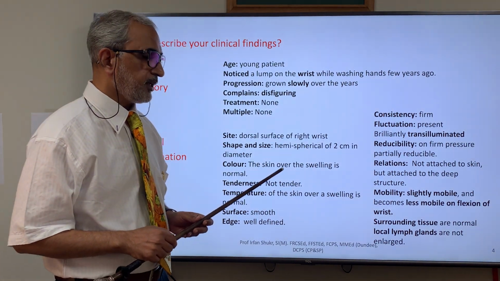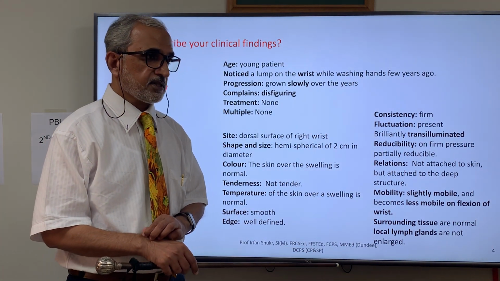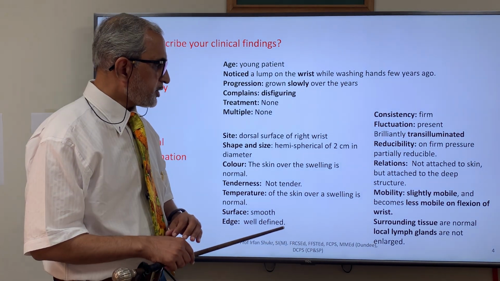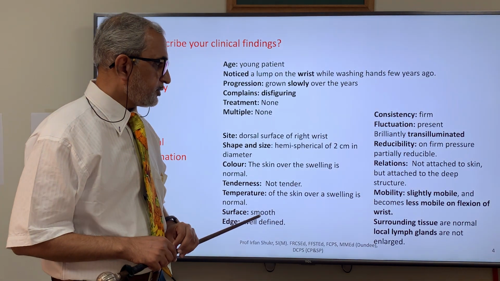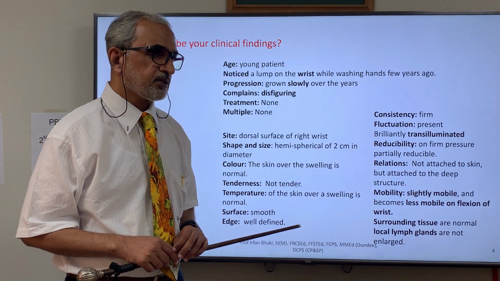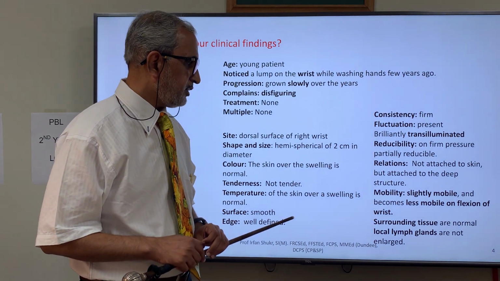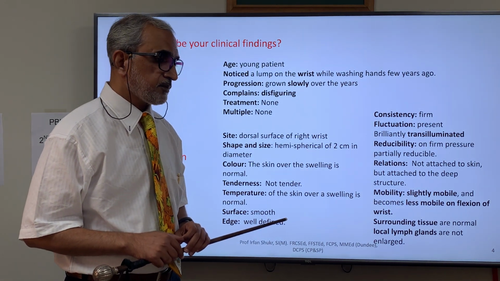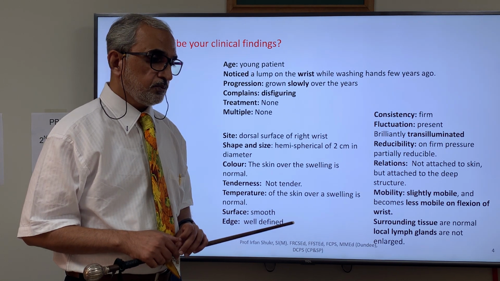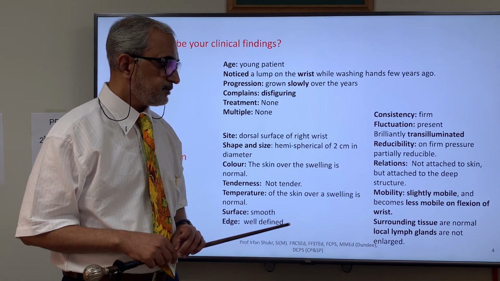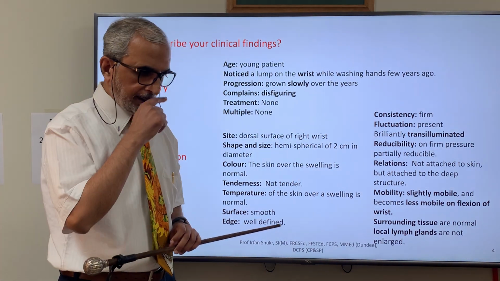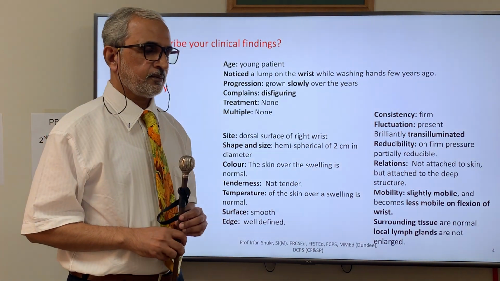It's not attached to the overlying skin because I can pinch the skin over it, but although it is mobile, it is attached to the deep structures. Its mobility is not a lot, it's slightly mobile, and it becomes less mobile when I do palmar flexion of the wrist. Surrounding tissues are normal and local lymph nodes are not enlarged.